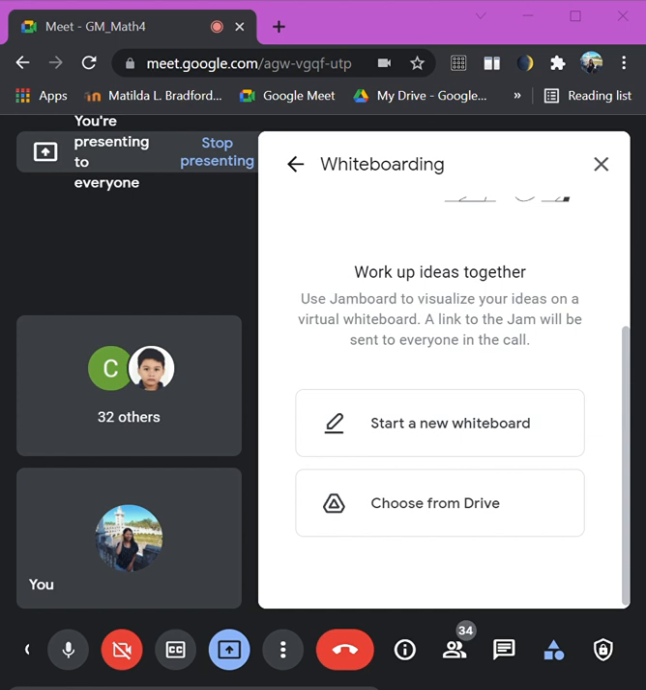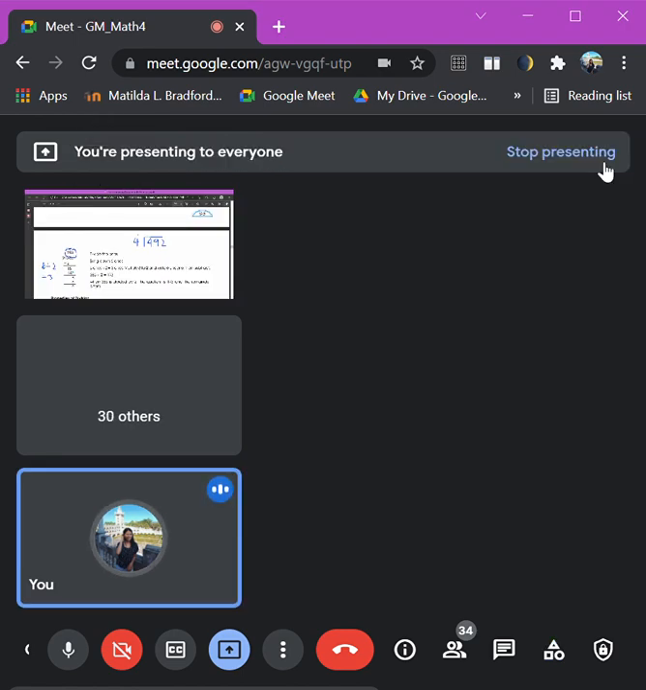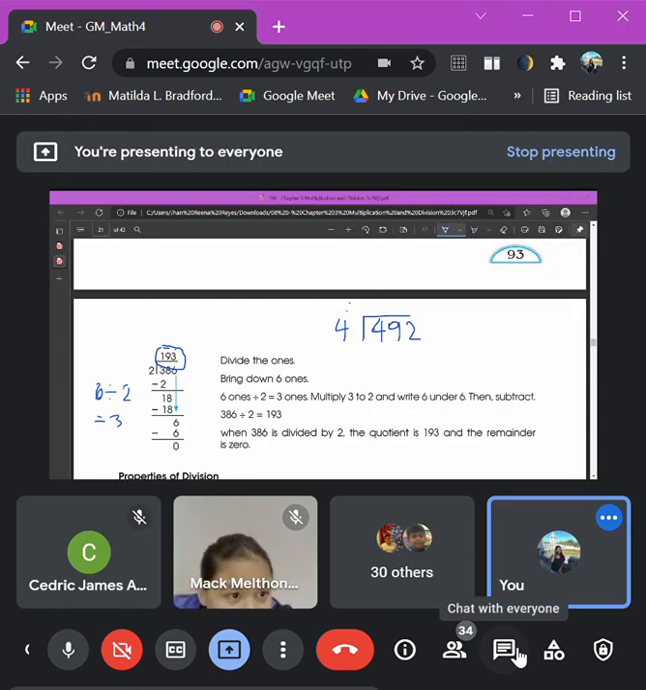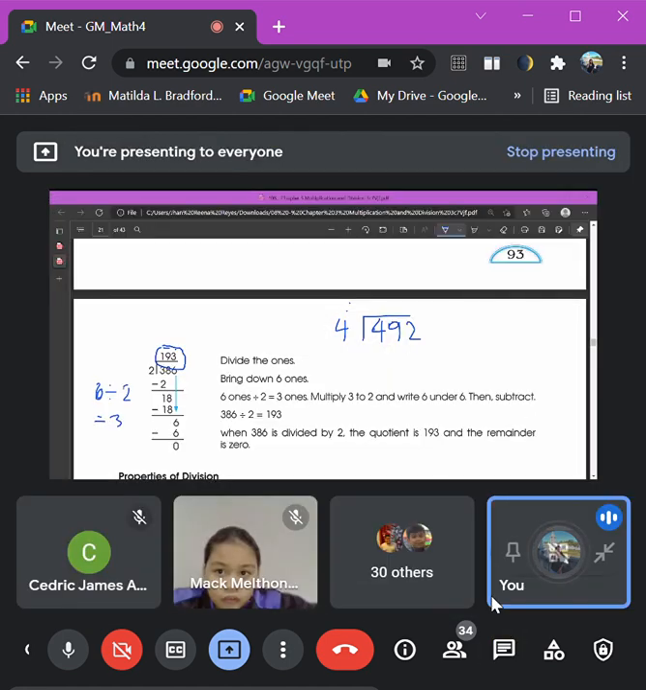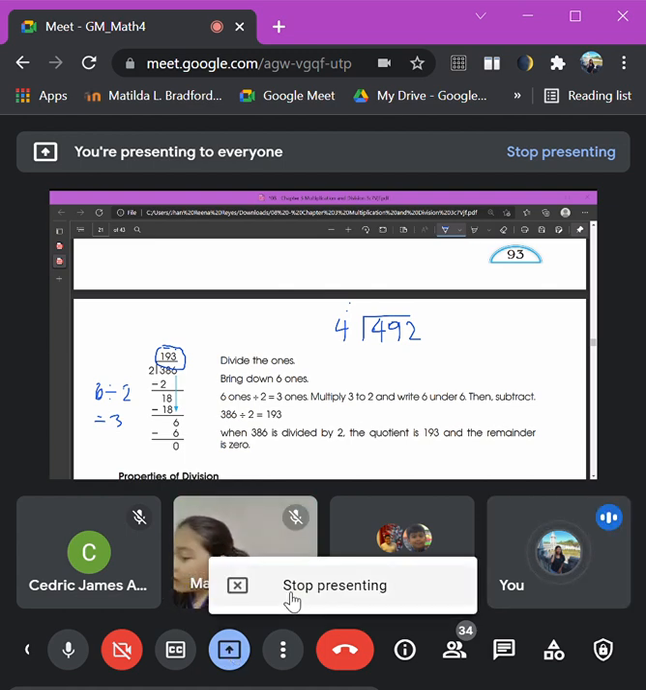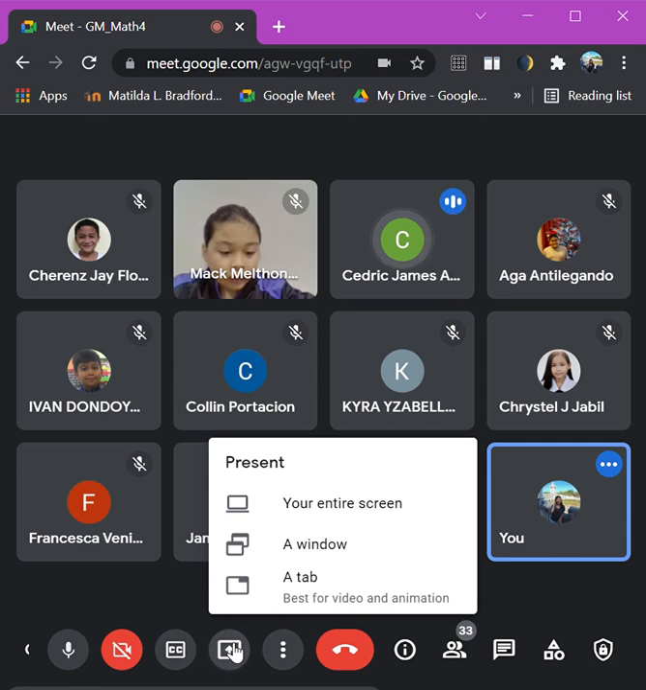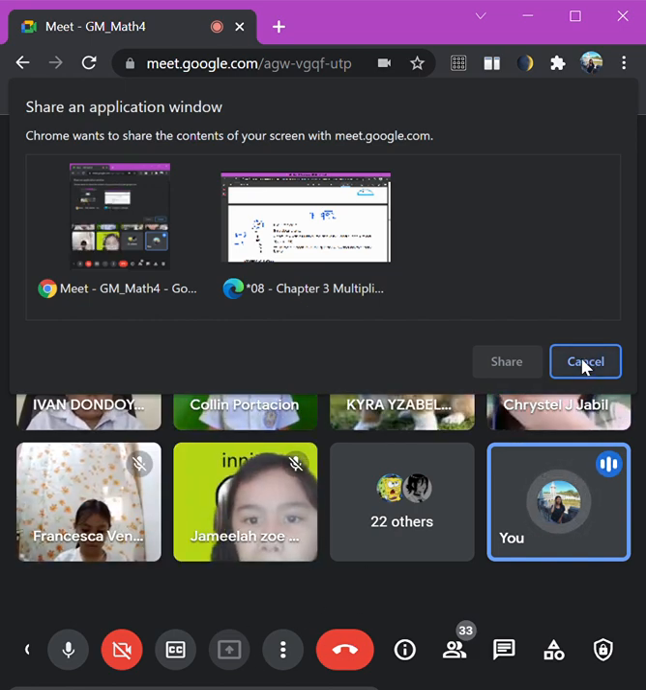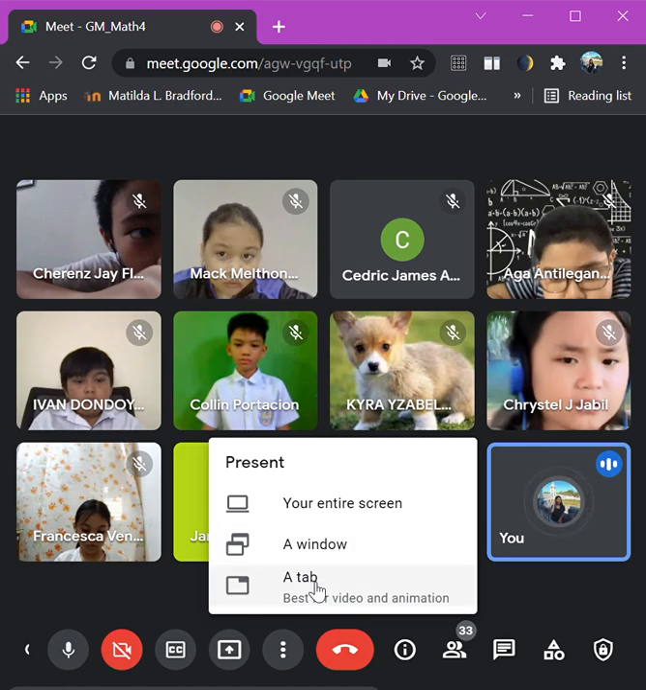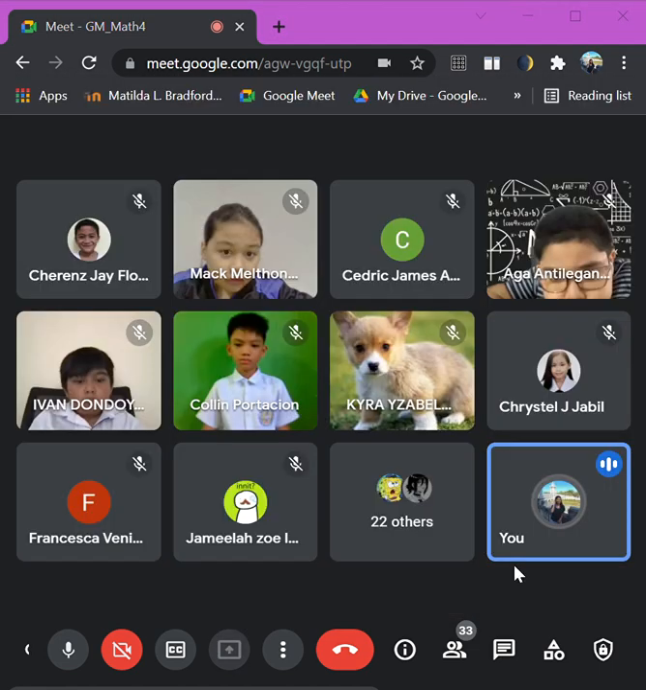Okay, some have joined the Jamboard. Who joined the Jamboard, class? Mac, can you show the solution using the Jamboard? Can you access it? Can you show your solution? I will share the Jamboard with your classmates. Okay, this one. So Mac will show us the solution.